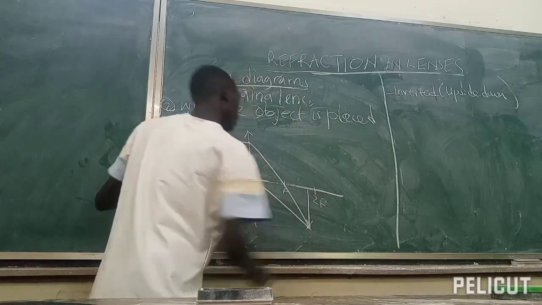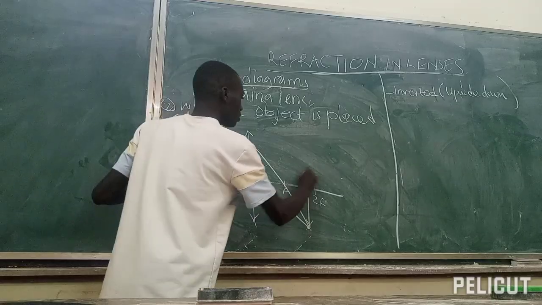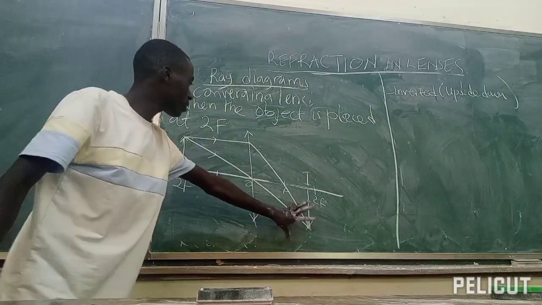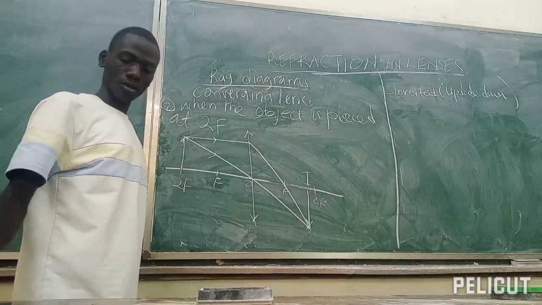You draw the image there, then you start analyzing the features of the image formed. So it's something very simple. Okay? So you analyze the features of the image or the characteristics of the image formed. Okay?